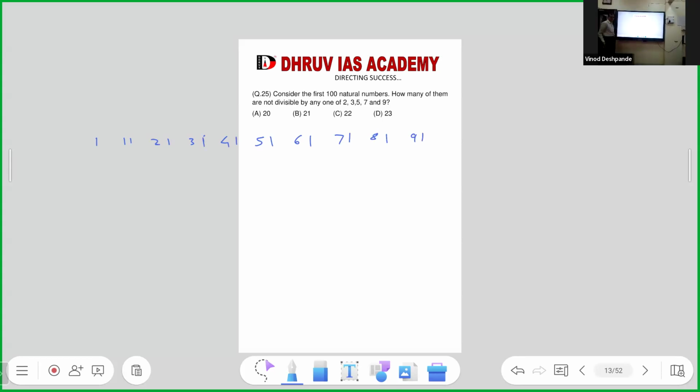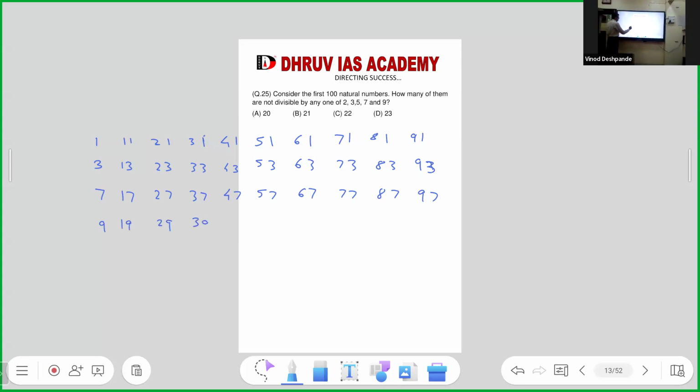Then 2, 4, etc. We don't want those numbers because we have ruled out all the even numbers. Then 3, 13, 23, 33, 43, 53, 63, 73, 83, 93. Again, even numbers we have ruled out. So 5 also we have ruled out because it is divisible by 5. So next is 7, 17, 27, 37, 47, 57, 67, 77, 87 and 97. And lastly, 9, 19, 29, 39, 49, 59, 69, 79, 89 and 99.